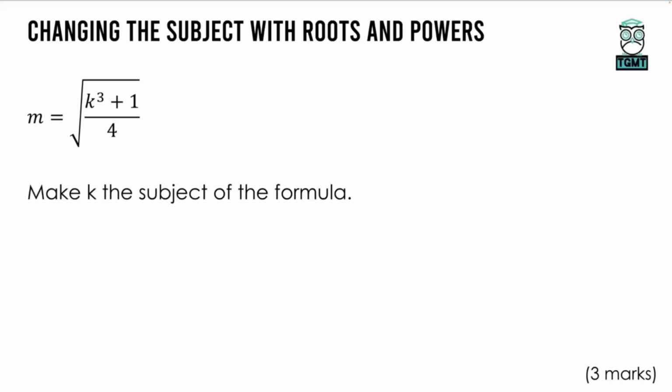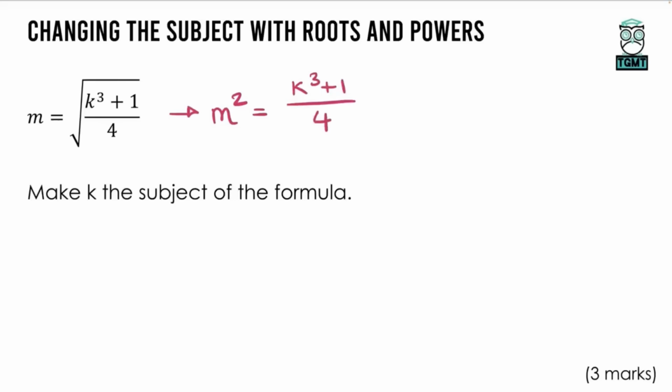So we've got some changing the subject here where we have roots and powers involved. It says here to make k the subject of the formula. Now, if everything is underneath a square root or a cube root, the first thing we need to do is to unlock what's underneath by getting rid of the root. The way to get rid of a square root is to square both sides. So the first step is relatively nice because if we square both sides, the left side would become m squared, and the right side, we're just getting rid of that square root. So we're just going to write what's underneath it, k cubed plus 1 all over 4.